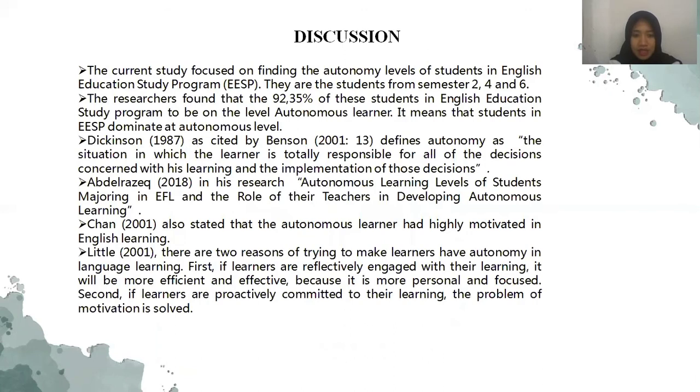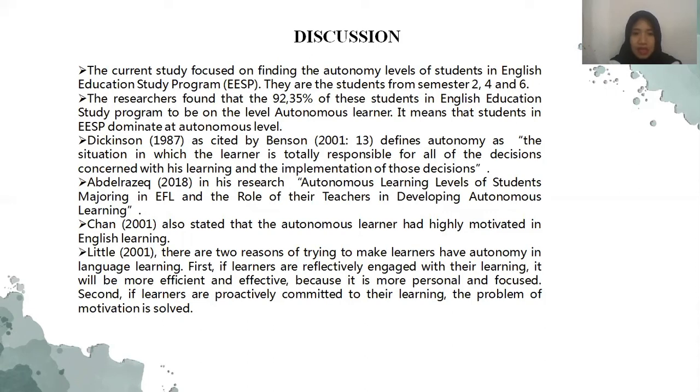The discussion. The current study focused on finding the autonomy levels in English education study program students. They are students from semester 2, 4, and 6. The researcher used total sampling in this research. It means that in this study, all of the population is a sample in the study.